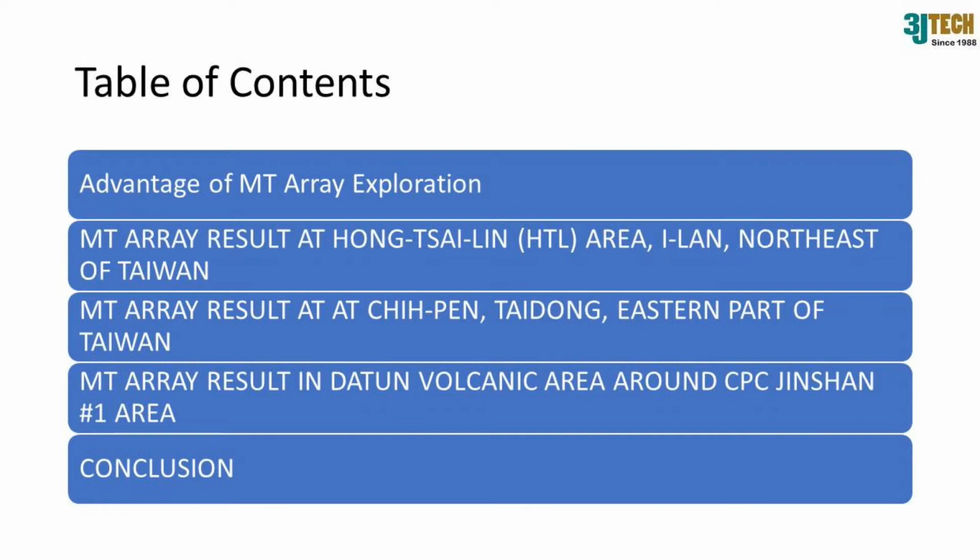The contents of today's presentation are: first, I will show the advantage of MT Array exploration. Second, I will show the MT Array results at Hongzhilin area northeast of Taiwan. Third, is our MT results at Chipen Taidong, eastern part of Taiwan. Fourth, is the third comparison in Datun volcanic area around Jinshan No. 1 geothermal well, drilled by Chinese Petroleum Corporation. The last would be our conclusion.